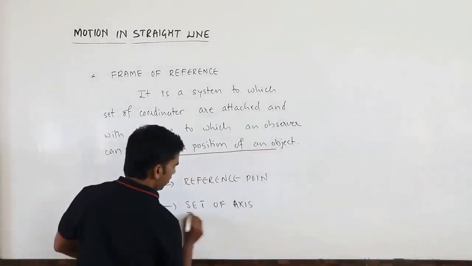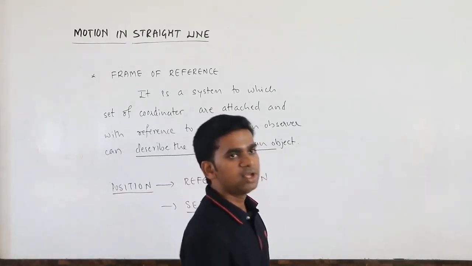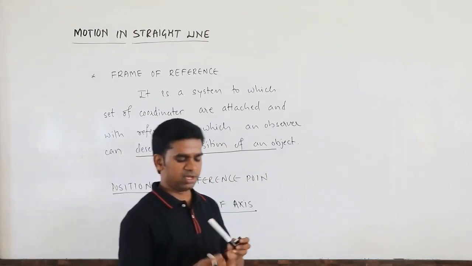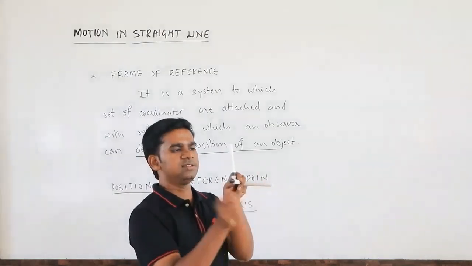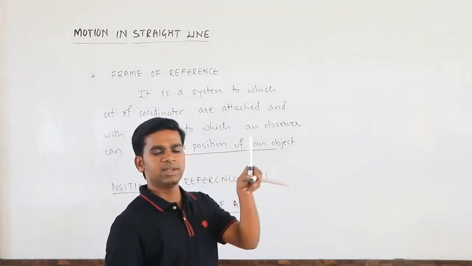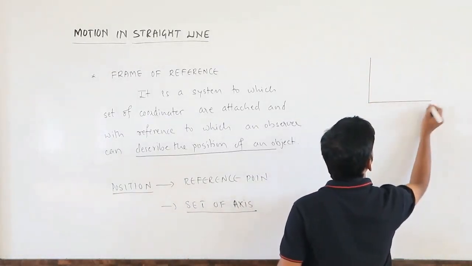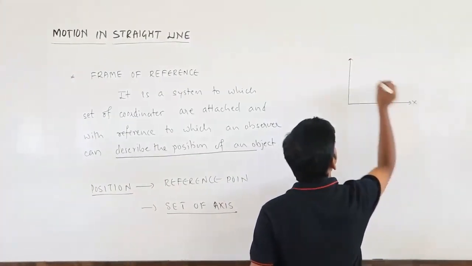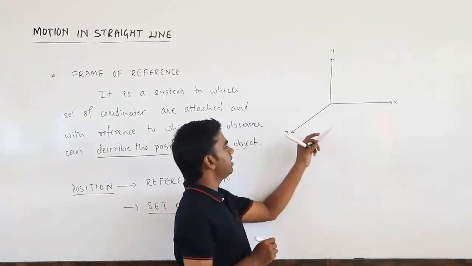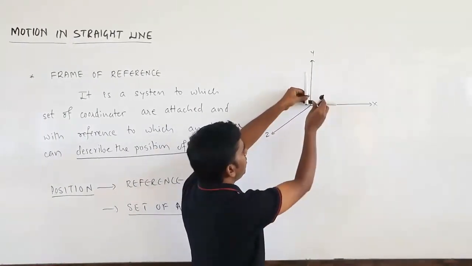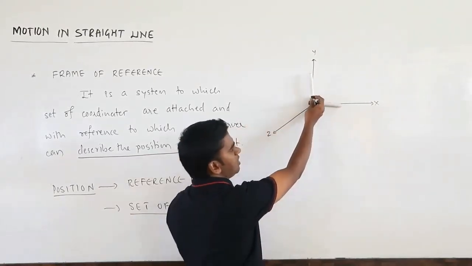We have to take a set of axes, or a set of coordinates. How do we have to take them? We have to take three axes which are perpendicular to each other. Okay, x-axis, y-axis, z-axis. They are perpendicular. Suppose I take three axes: this is x, this is y, and z is going to be here, in this direction, away from the board, towards you. This is the set of coordinates or set of axes.